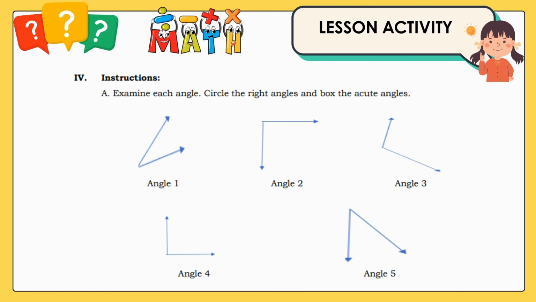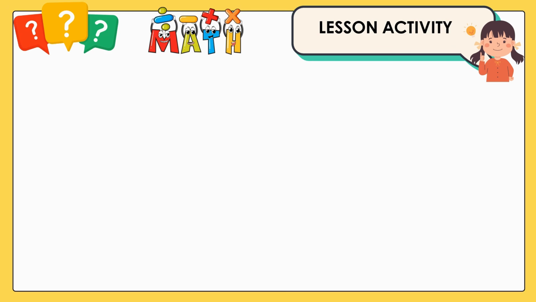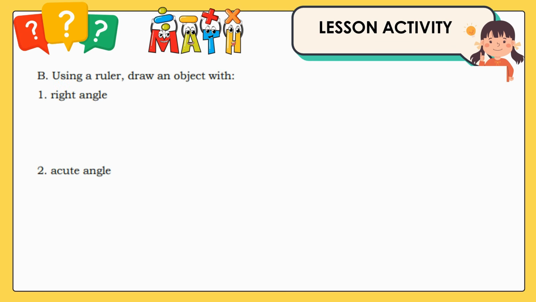For the instructions, examine each angle. Circle the right angles and box the acute angles. Take a look at the picture and answer it in your notebook. Next activity, using a ruler, draw an object with number 1, right angle, number 2, acute angle.